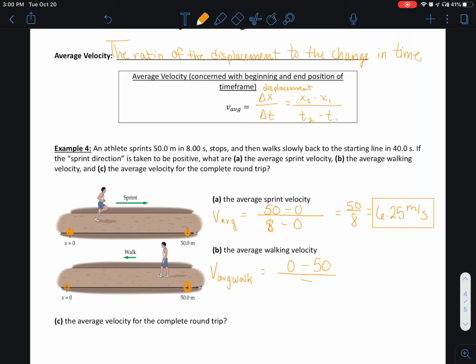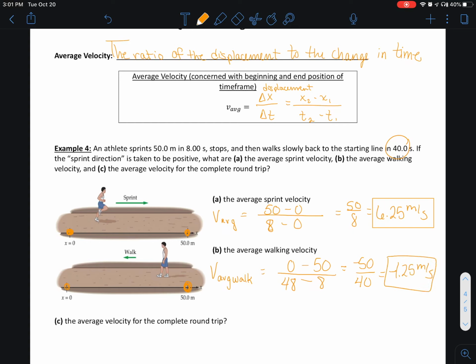So it's now at 8 seconds, right? 8 seconds has elapsed when he's at 50. And remember, it took him 40 seconds overall. So we're at 48 now. Okay, so I do that's negative 50 over 40. Divide that out. You will end up with negative 1.25 meters per second.